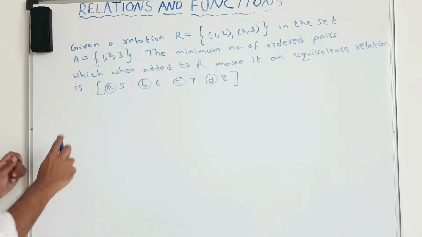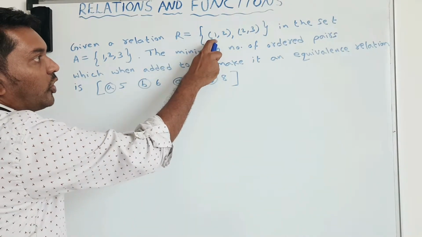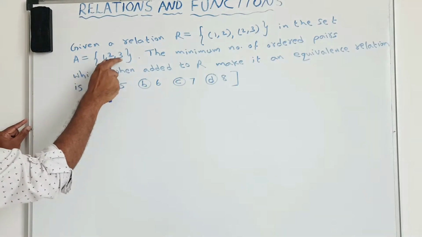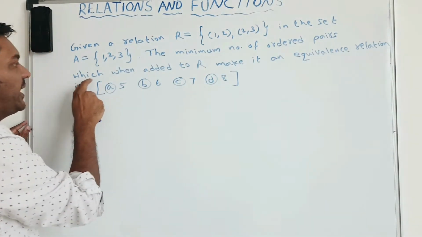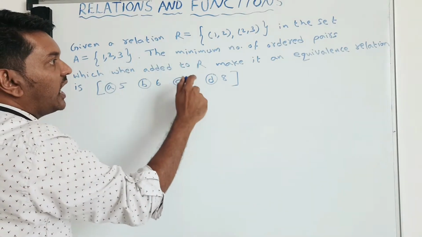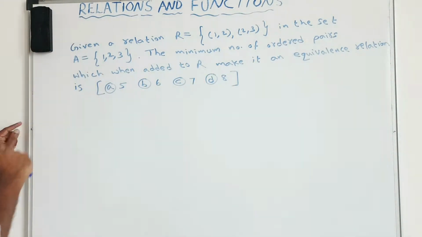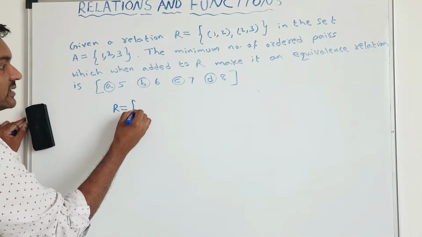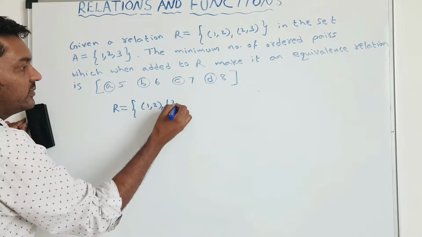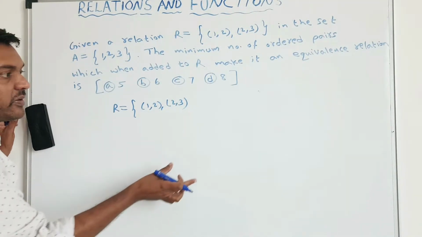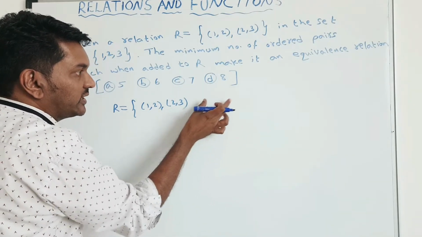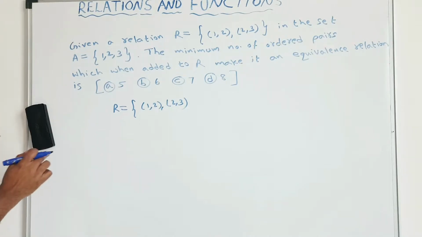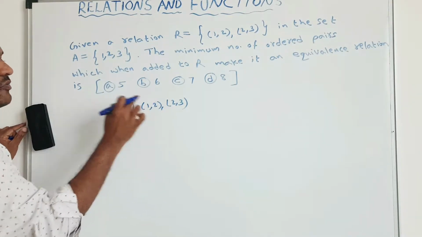Now next question. Given a relation R equals the set of ordered pairs {(1, 2), (2, 3)} in the set A equals {1, 2, 3}. The minimum number of ordered pairs which when added to this R make it an equivalence relation is. Options are given. So here the question is one relation R is given as (1, 2) and (2, 3). They are asking how many minimum number of ordered pairs should be added to this so that it will be an equivalence relation. So first we will try to make it a reflexive relation.